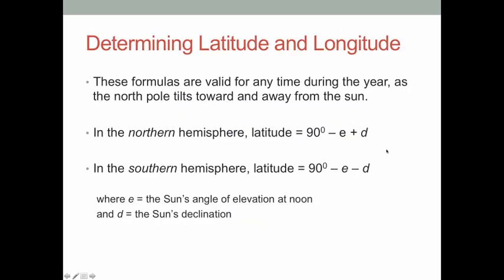So these formulas are valid for any time of the year, as the North Pole is tilting toward and also away from the sun, and when it's neither tilted away nor toward. However, if you're in the northern hemisphere, you have to add this declination. If you're in the southern hemisphere, you have to subtract it. So we have two formulas. Pay attention to whether you're in the northern or southern hemisphere when you're doing these calculations to find your latitude.